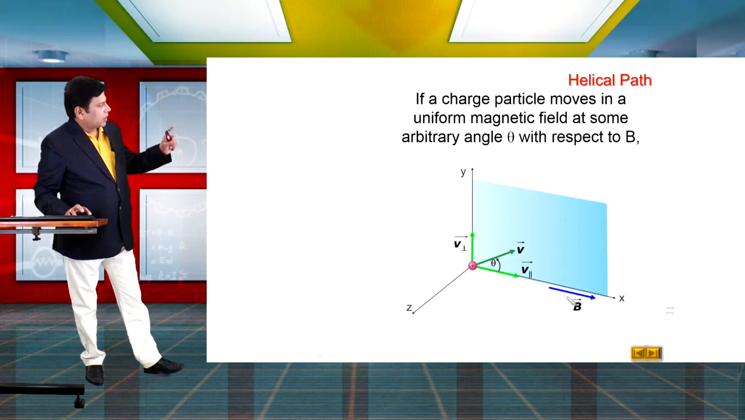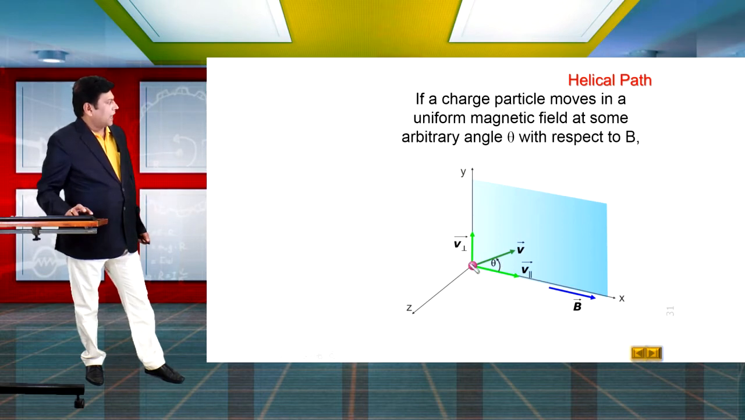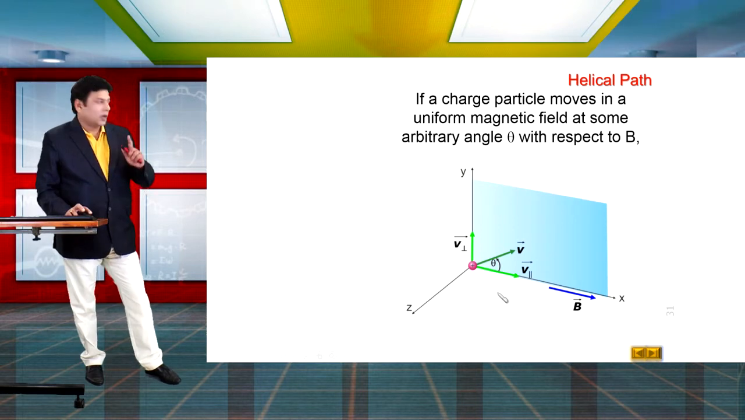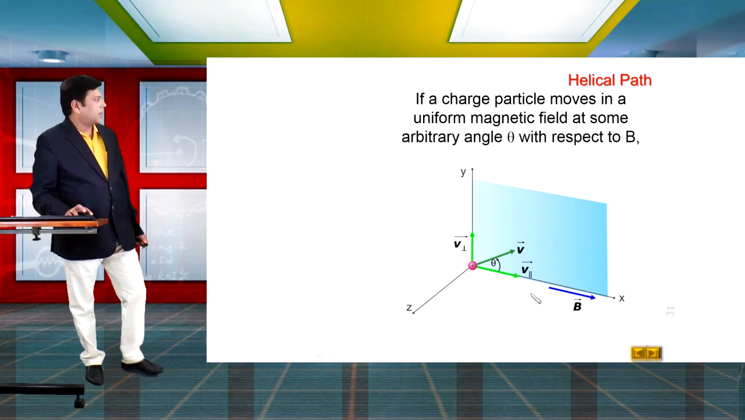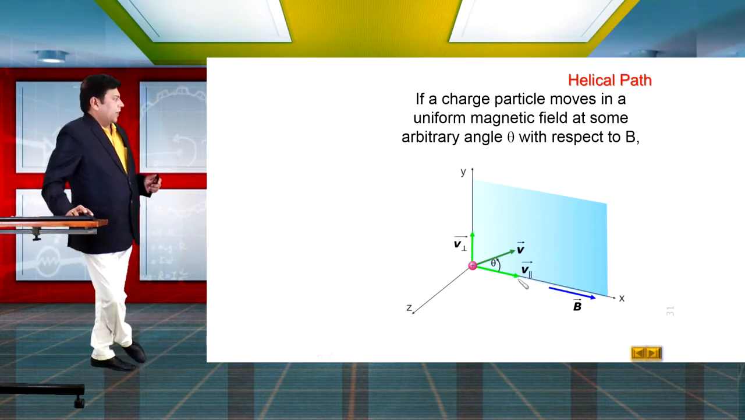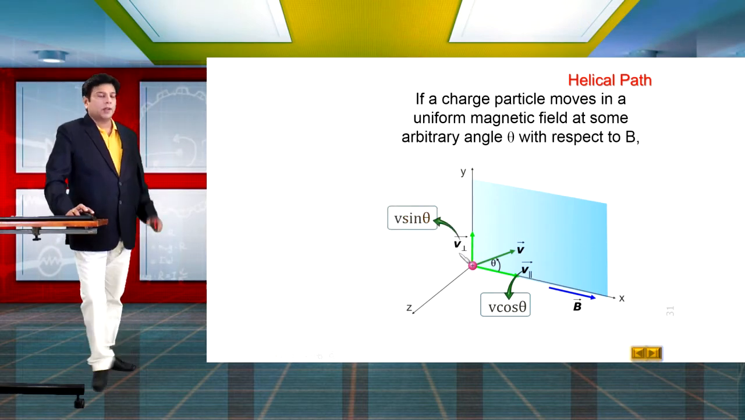You can observe the magnetic field is along the positive x direction, and this positive charged particle starts moving at angle theta with respect to the magnetic field direction. Here we have made two components of the velocity, parallel and perpendicular to the magnetic field. The parallel component is equal to v cos theta, and the perpendicular component is equal to v sin theta.